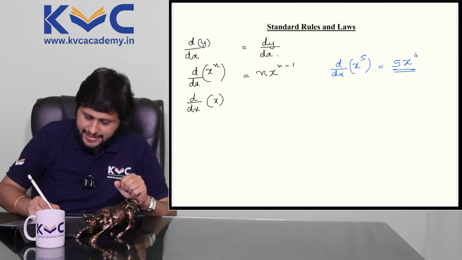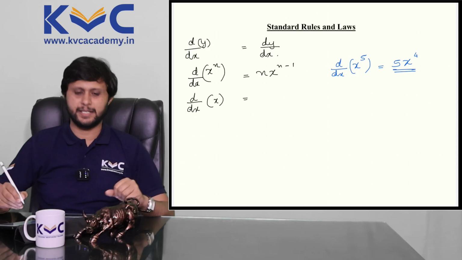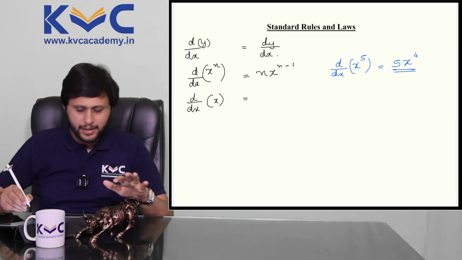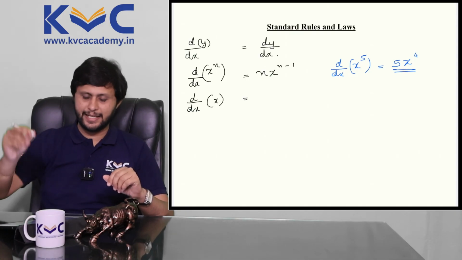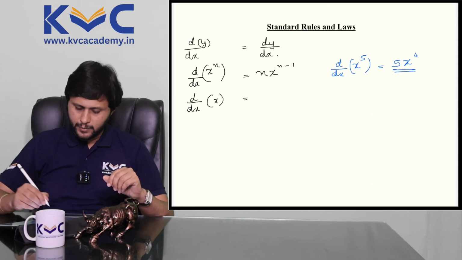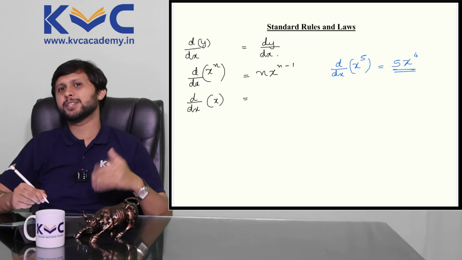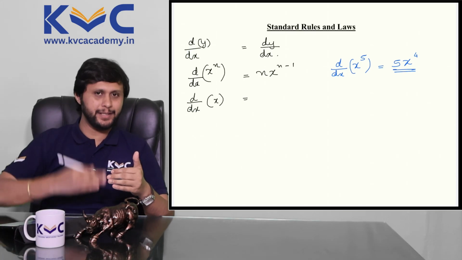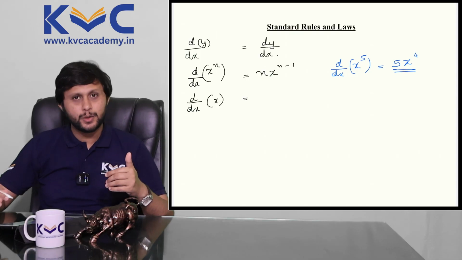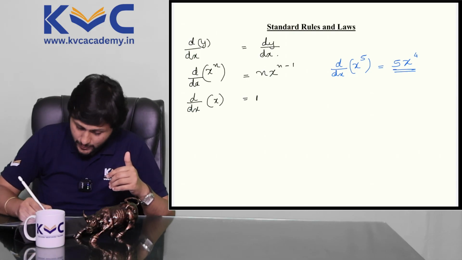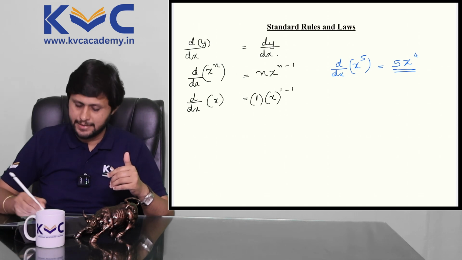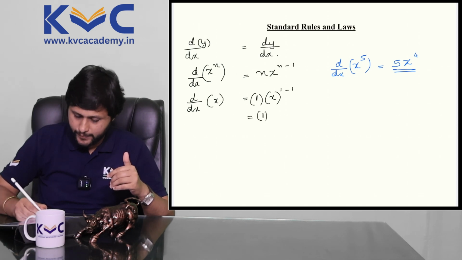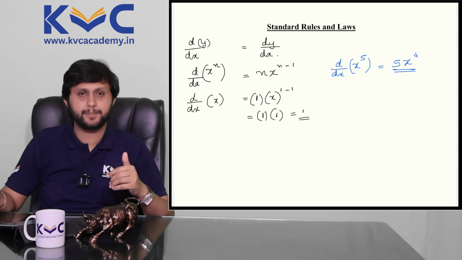Differentiation of just x. Actually, this is not a separate formula. It is a continuation of the previous one only. Differentiation of x to the power n is n into x to the power n minus 1. Now, what is x? X is nothing but x to the power 1. So it becomes 1 into x to the power 1 minus 1. 1 minus 1 is 0. So we have 1 into x to the power 0, which is equal to 1. 1 into 1 is 1.